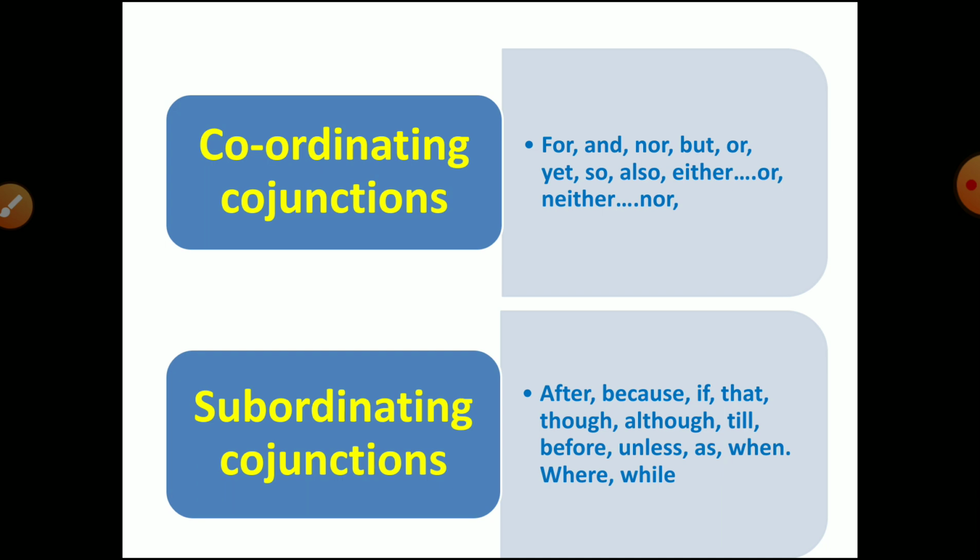Then there are subordinating conjunctions: after, because, if, that, though, although, till, before, unless, as, when, where, while. So these are subordinating conjunctions. These help us to determine complex sentences.